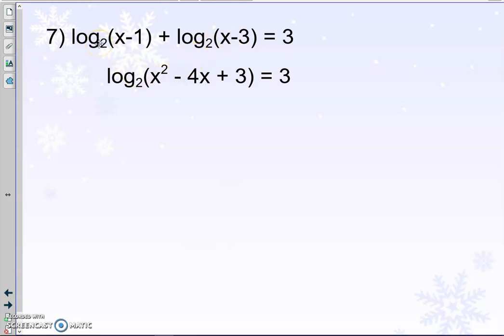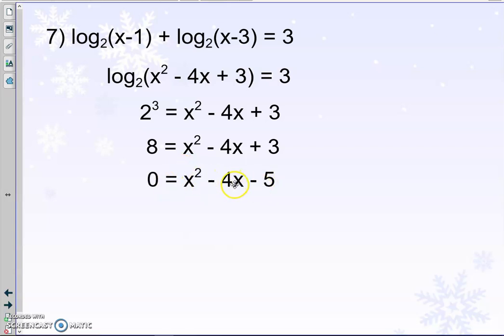So I took log base 2 and I took this x minus 1 times x minus 3 and I expanded it out to give me that. Now that I have a single logarithm equals a number, I can use the duh property. 2 is my base, 3 is my exponent, so 2 to the third equals the stuff inside the logarithm. Ooh, and it's a squared term. So after cleaning up 2 to the third, I'm going to move everything to one side. I like to keep my x squareds positive, and I'm going to try to factor this.